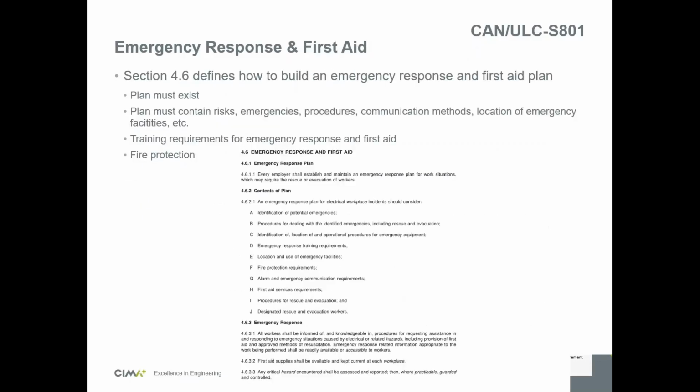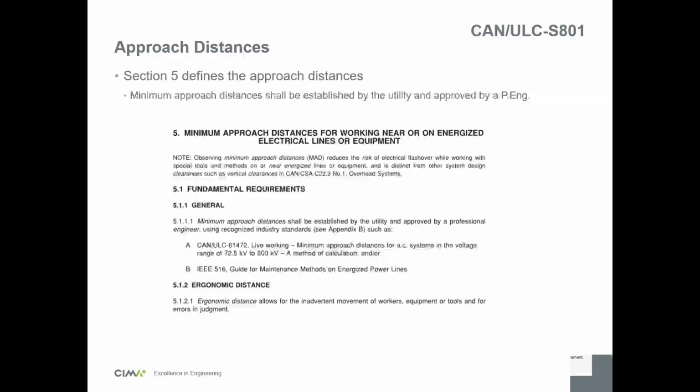Then section 4.6 defines how to build an emergency response and first aid plan. So it states that a plan must exist for emergency response, that a plan must contain risks, emergencies, procedures, communication methods, location of emergency facilities, etc. It states also the training requirements for emergency response and first aid, and also some tips for fire protection.